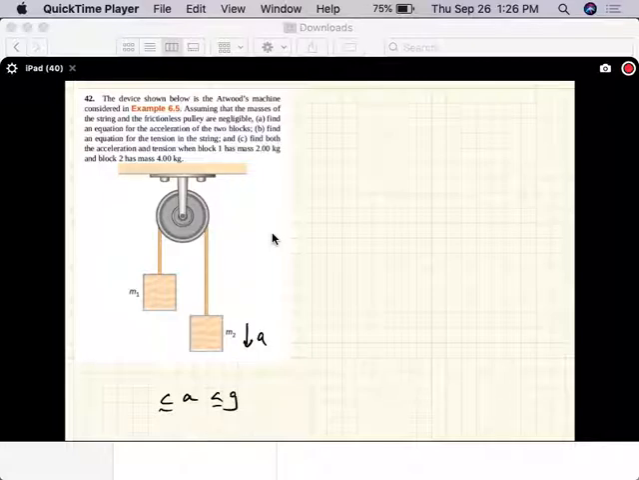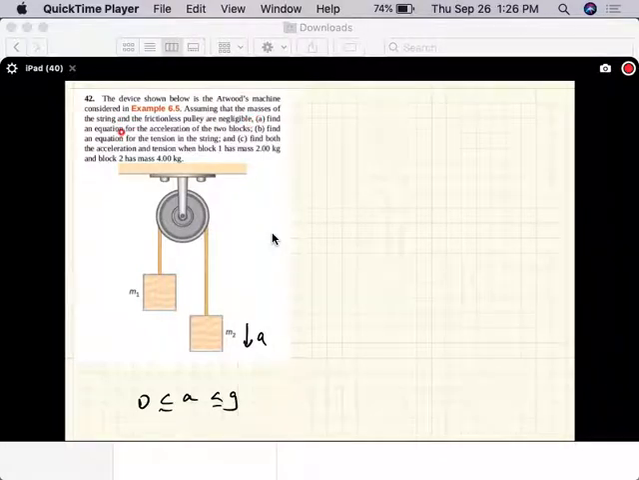Actually, it can also give you minus g if this is 0 and this is massive. So anyway, this is an invention of Mr. Atwood, and that's why it's called an Atwood's machine.